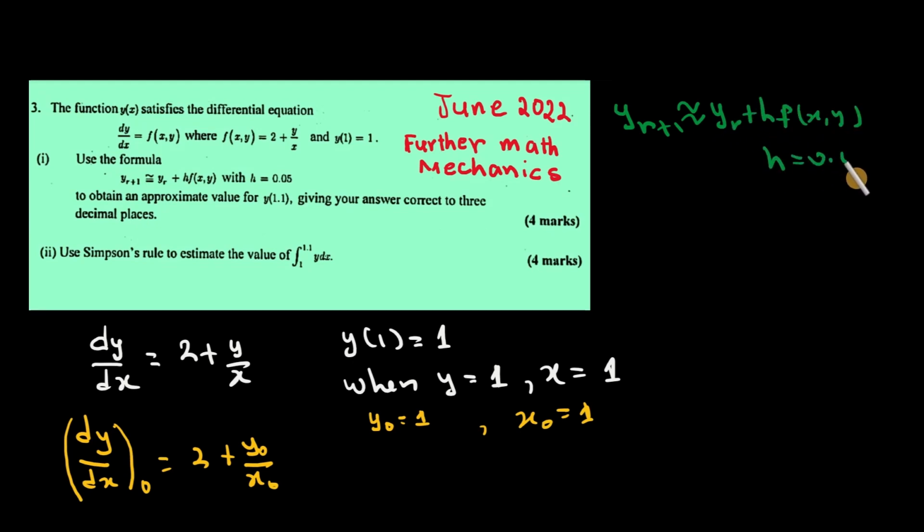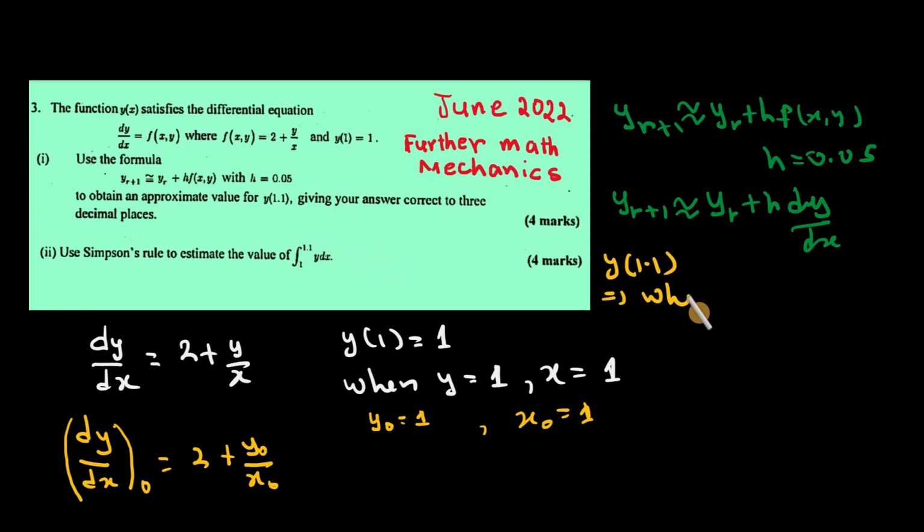equals 0.05. f of x, y is the same as dy/dx. That means y r plus 1 can also be written as y r plus h dy/dx. I'm supposed to use this formula to obtain the value of y of 1.1, giving the answer correct to 3 decimal places. y of 1.1 means when x equals 1.1, y is equal to what? To obtain the value of y when x equals 1.1, we need to carry out several steps of approximation up to the value of x equals 1.1.